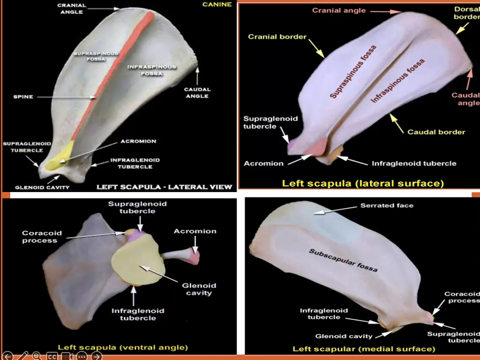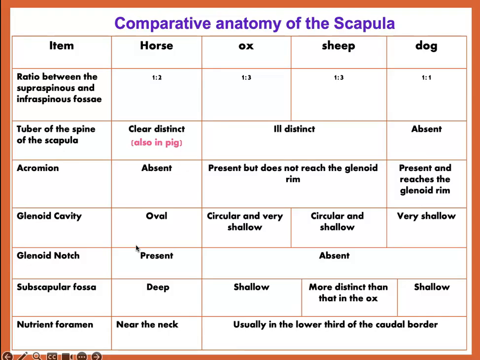Again, if you look here, this is the scapula of a dog. You can see now the borders, the cranial border, the caudal border, and the spine of the scapula, and it has an acromion in the dog. Also, you can see that the ratio between the two fossae, supraspinous and infraspinous, is usually equal, 1:1. You can see also the facies serrata, the subscapular fossa, the acromion and the glenoid cavity, but it has no notch in the dog.